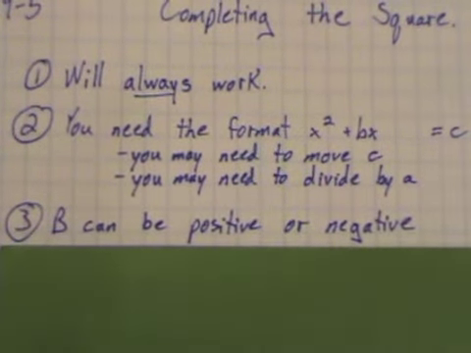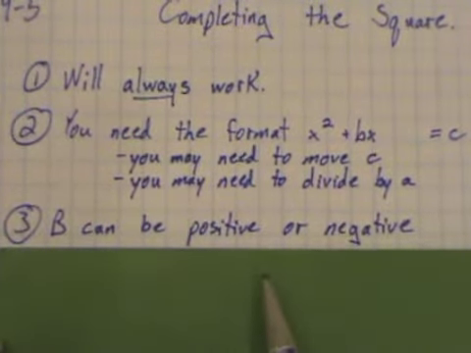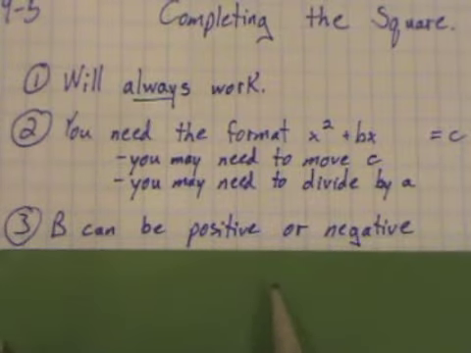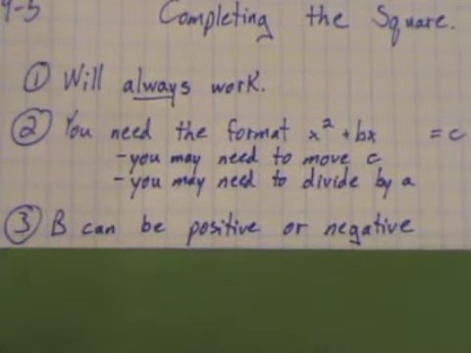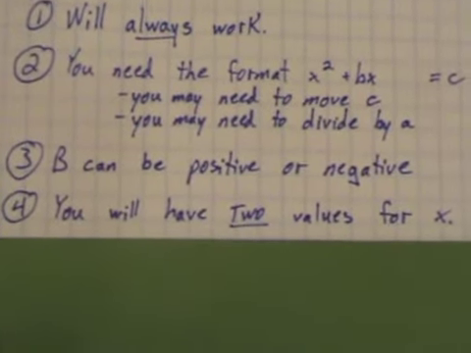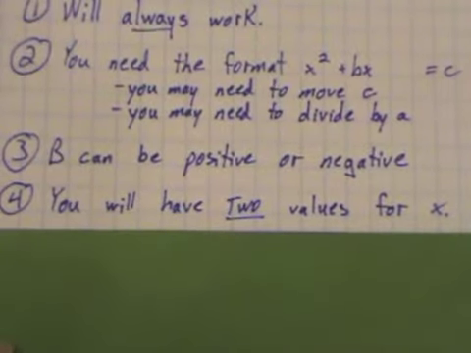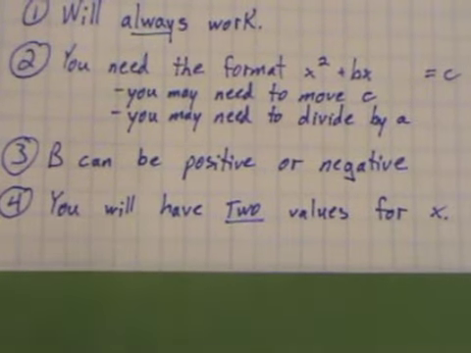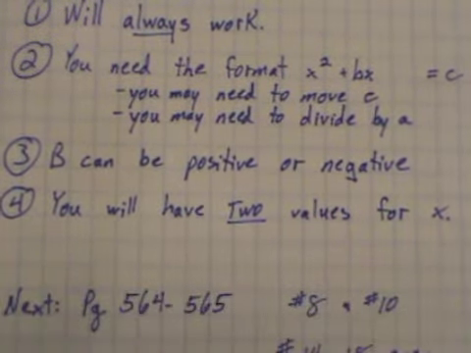Number 3, b can be positive or negative, and then it will either be x minus something quantity squared or x plus something quantity squared. Number 4, you will have two values for x. Make sure you find them both. And that is all. Okay.